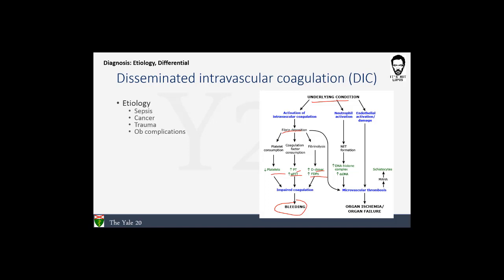What happens then in DIC is that because you end up getting microvascular thrombosis, you don't get perfusion to the organs, and then you get organ ischemia and failure, and that's when DIC can cause a lot of problems for you and your patient.